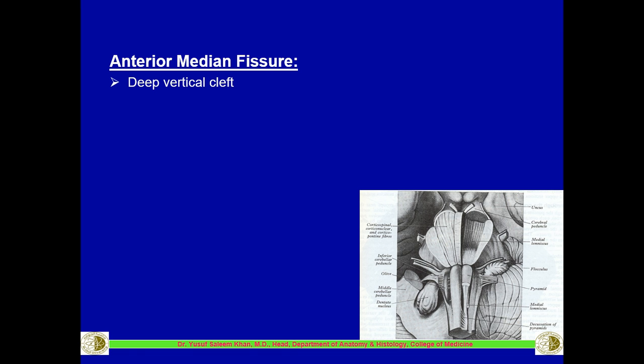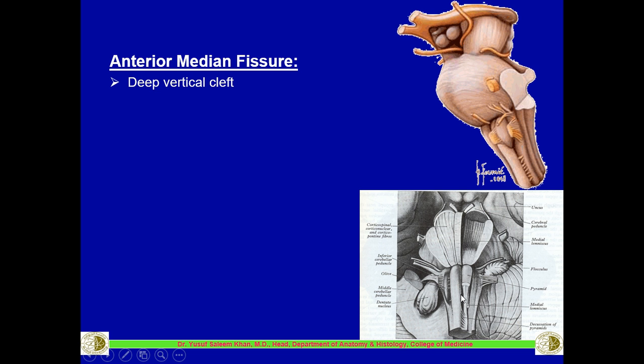The anterior median fissure. Now we will discuss the fissures in some detail. This is the most anterior fissure, called the anterior median fissure. This is the midbrain, pons, and the medulla oblongata. In the medulla oblongata, this is the anterior median fissure.